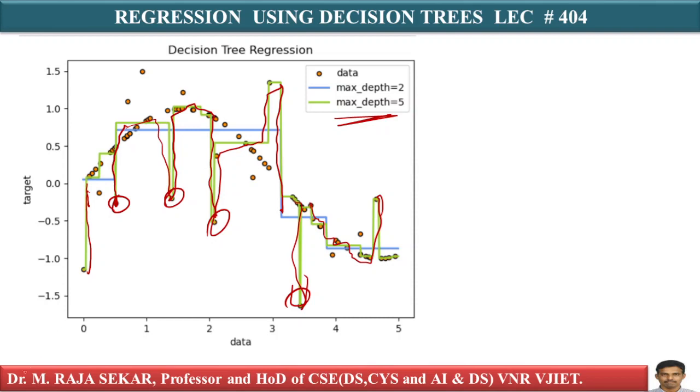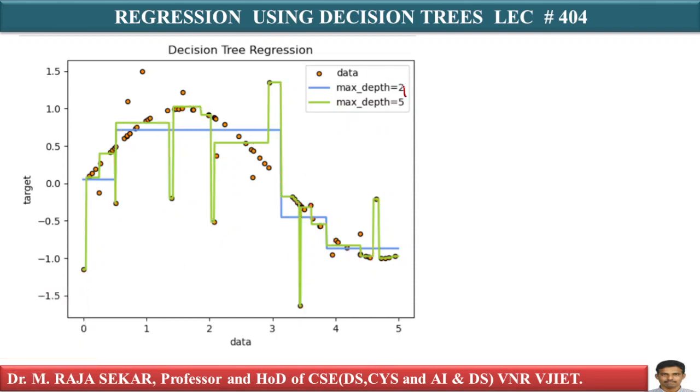If you keep depth equal to 2, it is too small and you are going to underfit. If you keep depth equal to 5, it's overfit, isn't it? But what is my true line? The true line is the red line, the true function y equal to f of x.